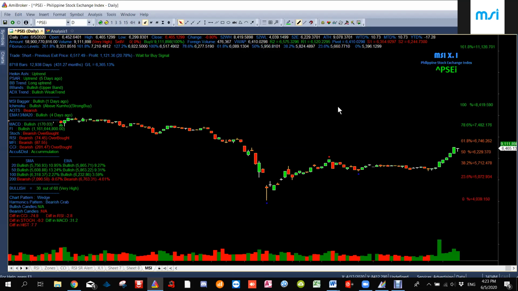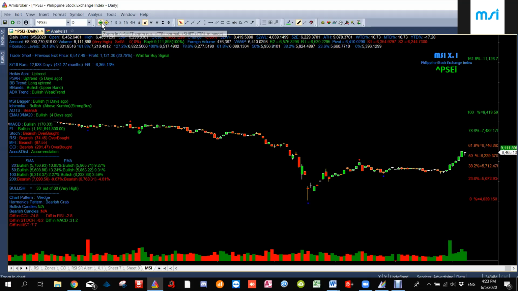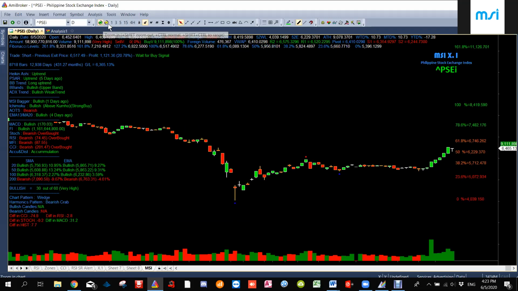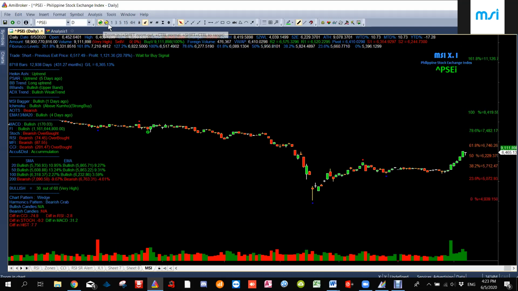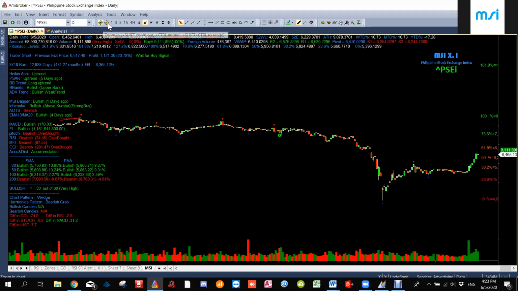So maraming types ng harmonics, no. Merong bat, merong butterfly, basta marami. And yung mga pinapakita lang naman din ng harmonics is basically kung saan papunta yung stock. Is it bullish or bearish? Support and resistance pa din.